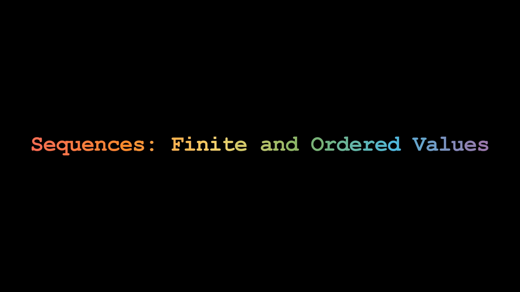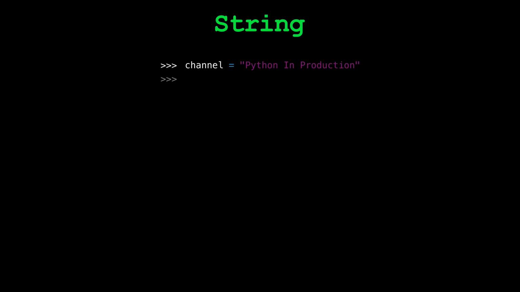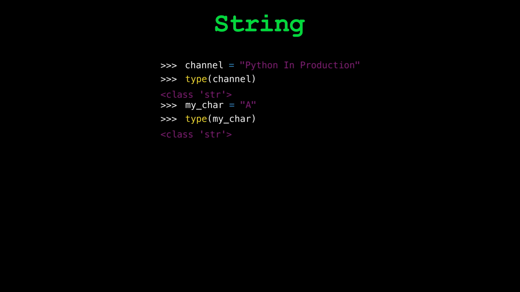Python sequences represent finite and ordered values. Strings represent text as a sequence of characters. But unlike many other programming languages, Python does not have a separate character type. Instead, Python represents each character as a string of length 1. Under the hood, each character is just a number. You can get the number for a character using the built-in ord function, and you can get the character for a number using the built-in chr function.